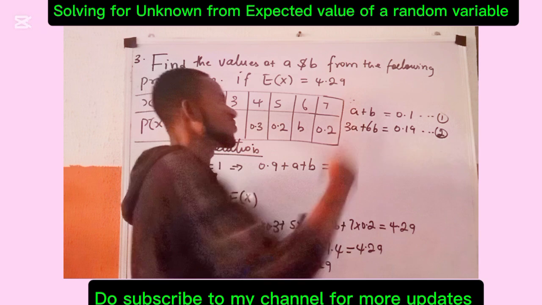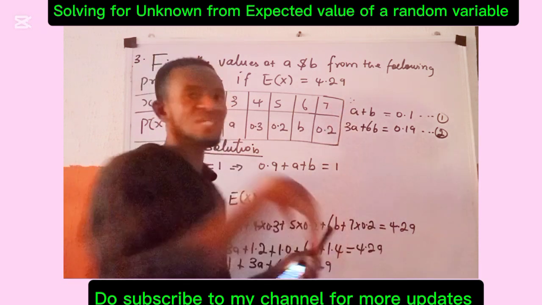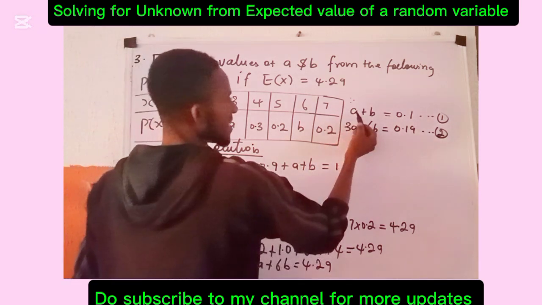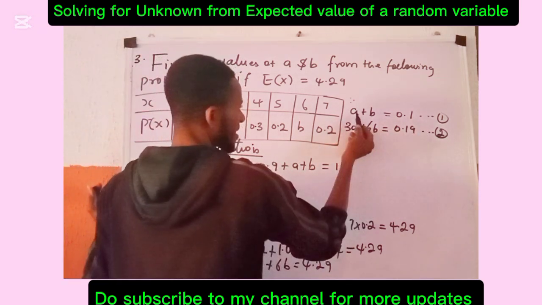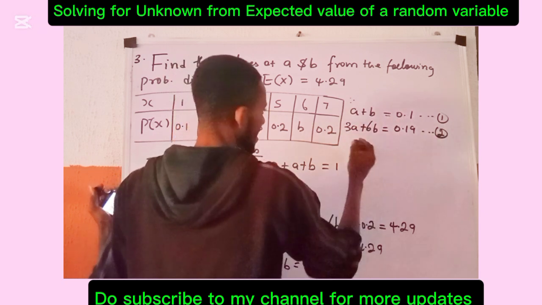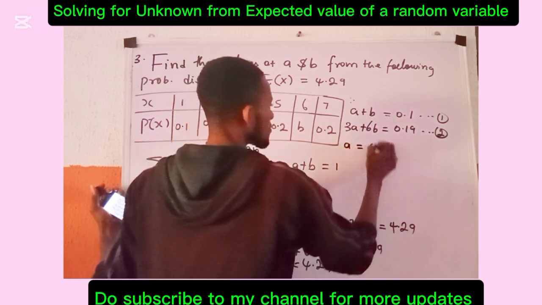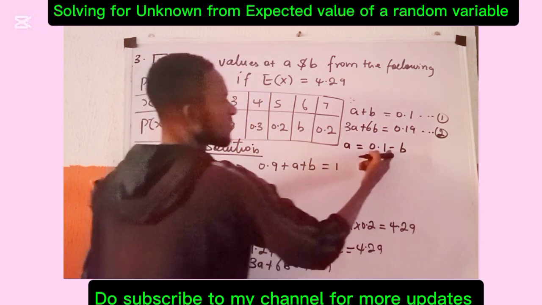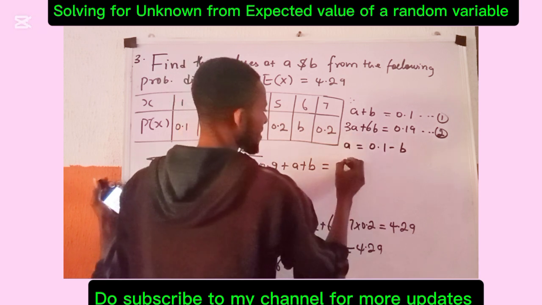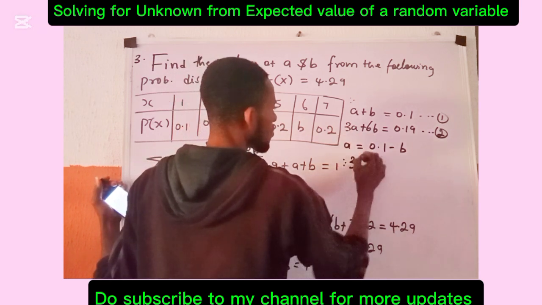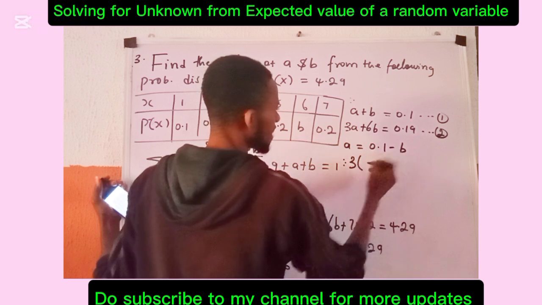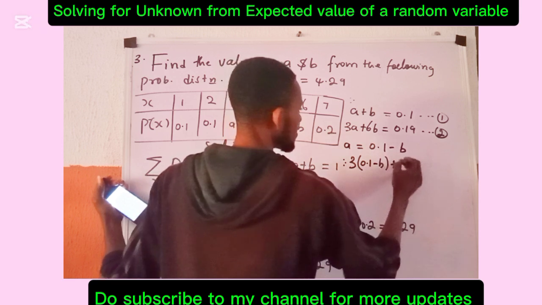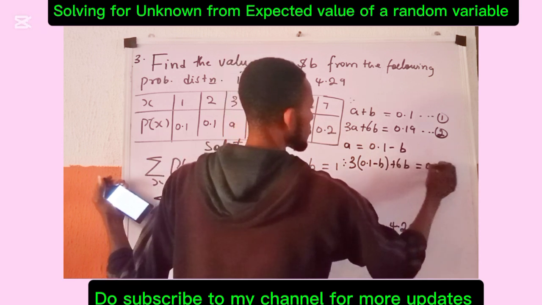It can either be solved using the substitution method or the elimination method. If you want to solve using substitution, you make a sort of formula from equation 1. B goes over there, and you have that A equals 0.1 minus B. Anywhere you see A in equation 2, you replace with this. So here is my 3, you open a bracket, A is already 0.1 minus B, so you have 0.1 minus B. You close it, plus this 6B equals 0.19.